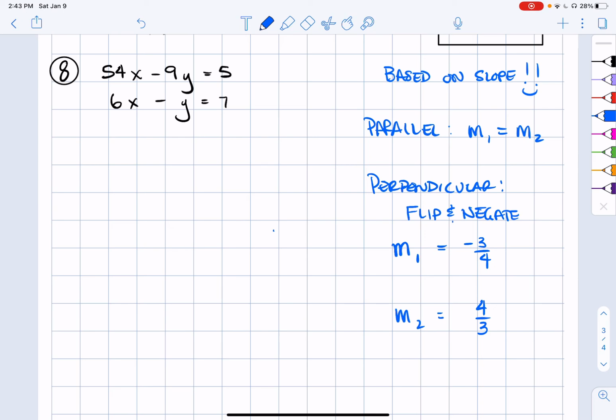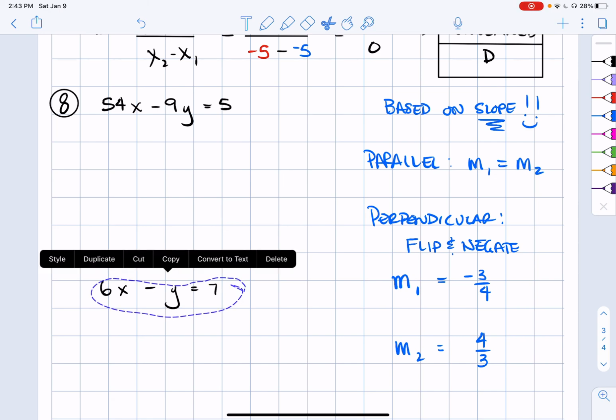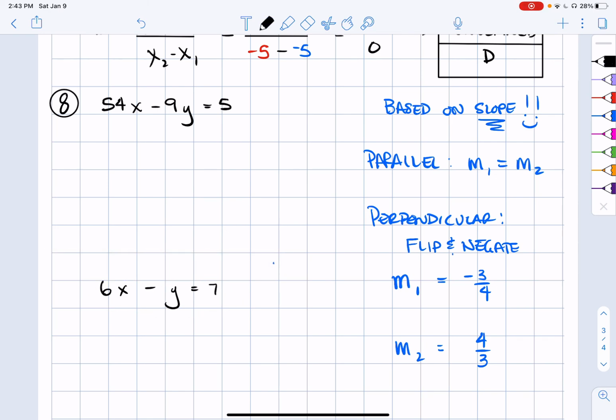Okay. Now, if it doesn't do either one, if it's not equal and you don't flip and negate, then therefore it's neither. So in other words, I have to find the slope. That's important. So let's find the slope of each one of these. Let's just focus on the slope of the first one. I'm going to subtract the 54x over to the other side. So I'm going to have a negative 9y is equal to a negative 54x plus 5.